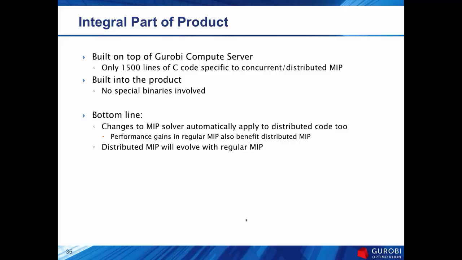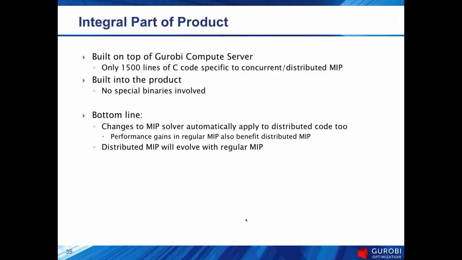So there's no special binaries, there's no different version of Gurobi, it's already available in the programs that you've written today. So any changes that we make in the MIP solver automatically apply to the distributed code too, because each of these computers that are running distributed algorithms themselves are solving parallel mixed integer programming. So any performance gains we get in a future version that will make the standard MIP faster will also make the distributed MIP faster. And of course, we're also going to make improvements to the distributed MIP as well.